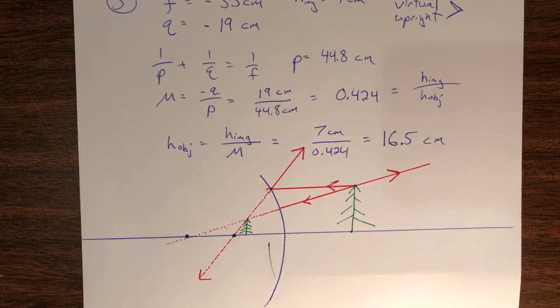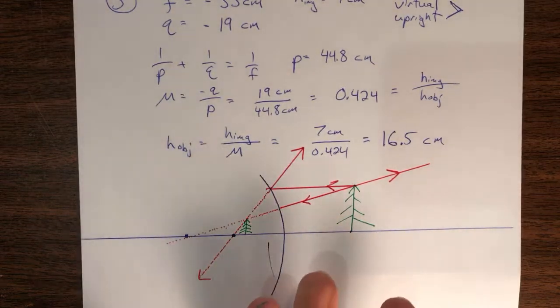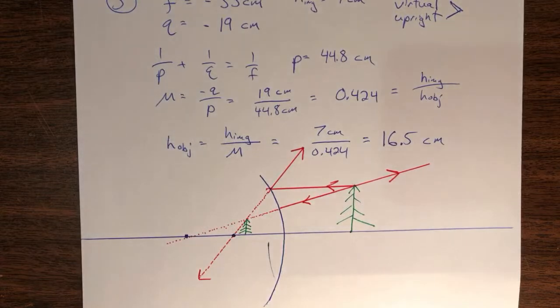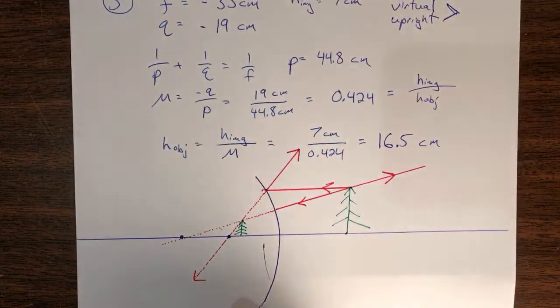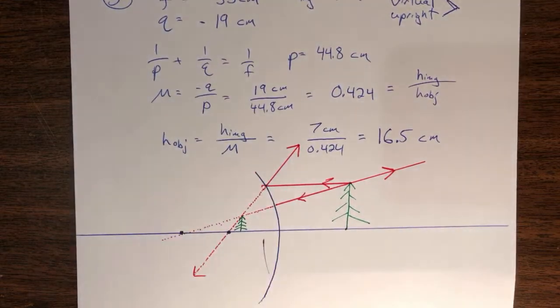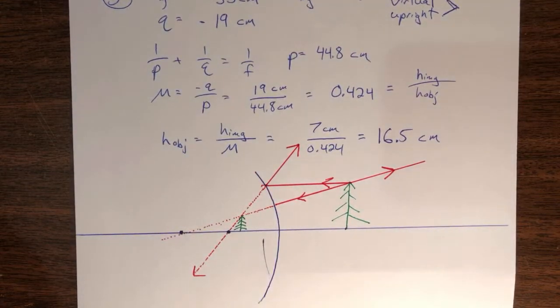The book has the image the other way, and you could literally do this whole thing flipped the other way, which is perfectly acceptable. I just decided to put the object here and the mirror going this way, but you could flip it either way, it's perfectly fine. That doesn't matter. What matters is that it looks something like this. Okay. Now, let's go on to number 4.